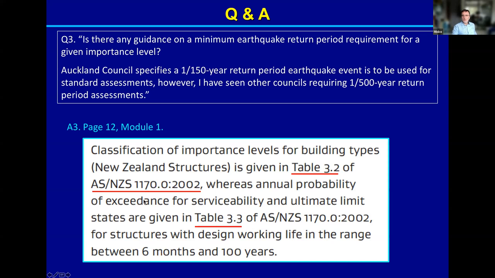So these two tables in this document cover everything that was asked in this question for all structures with a working life between 6 months and 100 years. So the answer to the question is in those documents and those tables in particular. Module 1 has no ambition or scope in defining or redefining those values.